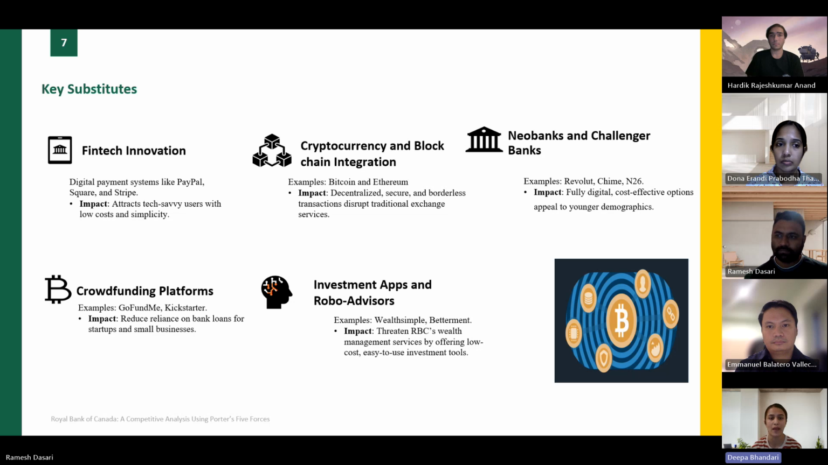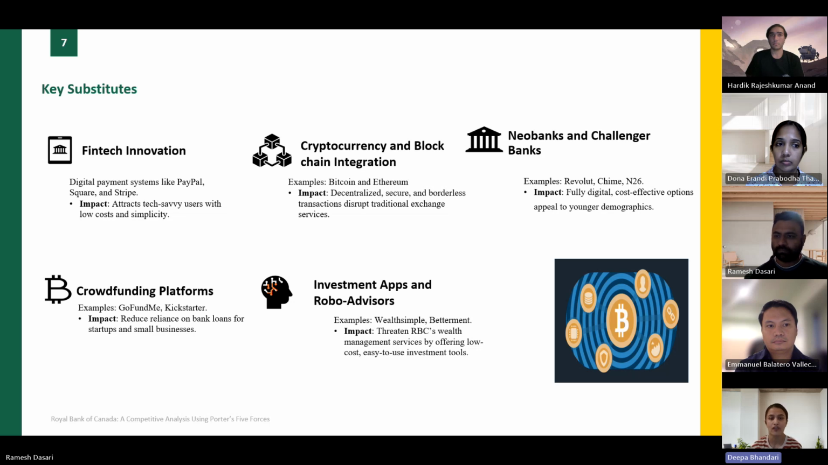Now talking about new banks like Revolut and Chime, which are fully digital banks with lower fees and simplified services, and these are particularly attractive to the younger tech-savvy demographic who prioritize convenience.